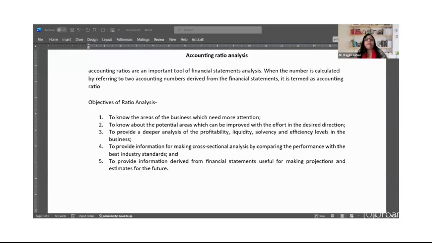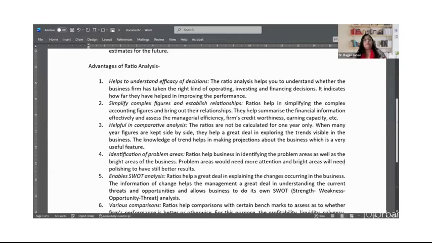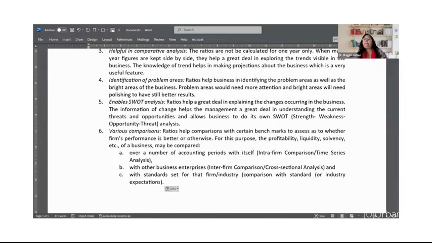These objectives tell us about the good side of ratio analysis, and thus we have certain advantages of calculating these ratios.